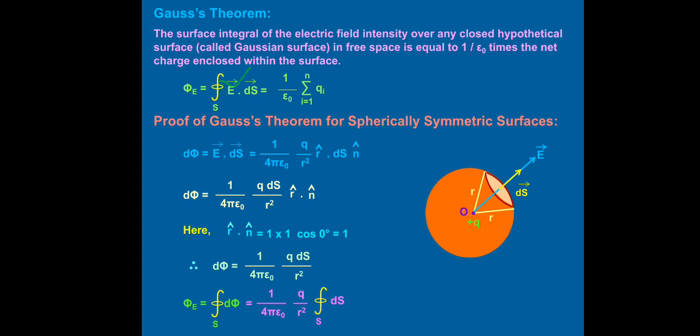Now substitute this value, then everything is constant. 1 by 4 pi epsilon naught q by r square is taken outside the integral, because the integration is over the surface, and for the surface r is constant, q is also constant, and integral ds means total surface area. Integral ds means total surface area of the spherical shell, that is 4 pi r square. Now solving this, we get the result q upon epsilon naught. So this is the proof of Gauss's theorem.